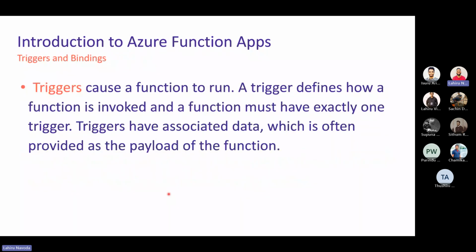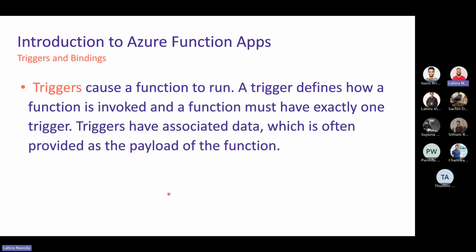Before going deep into Azure functions, you have to have a better understanding of these two terms, triggers and bindings. Let's start from the triggers. Triggers cause a function to start. It's the event we talked about in the earlier slide. A trigger defines how a function is invoked, and a function must have exactly one trigger. So for a single function, you can have only one trigger.